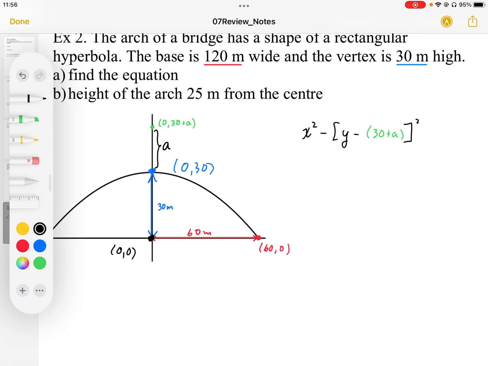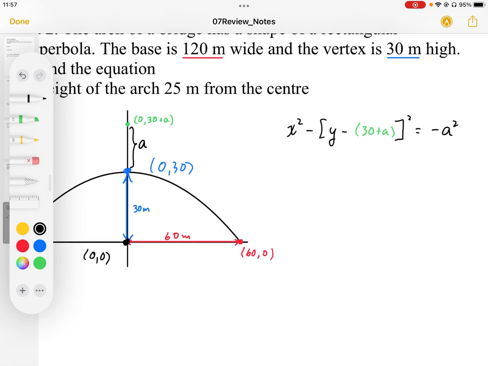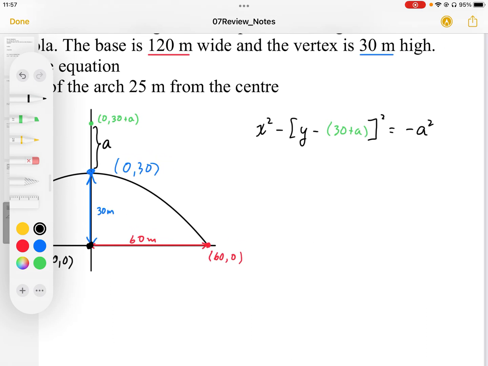And then that all squared is going to be equal to, since it's a trans y, negative a squared. So I've established the equation. To solve for a, I just need to plug in a known coordinate. I'm going to use 60, 0. I could possibly use 30, 0. However, if I do that, what I'm going to end up with is negative a squared equals negative a squared, which isn't particularly useful. So we want to use that 60, 0 coordinate.